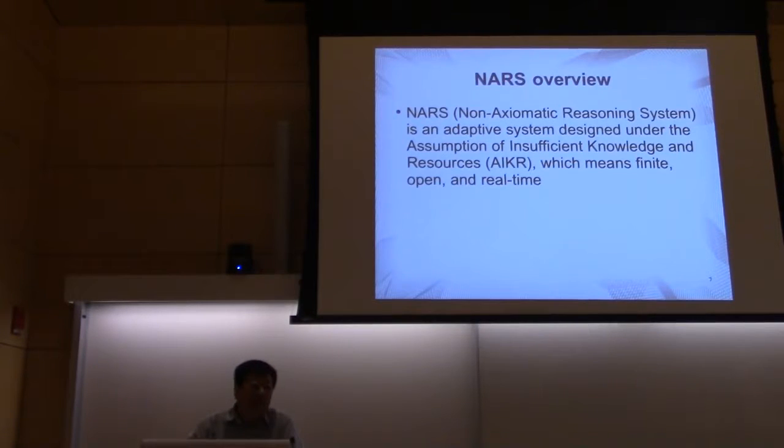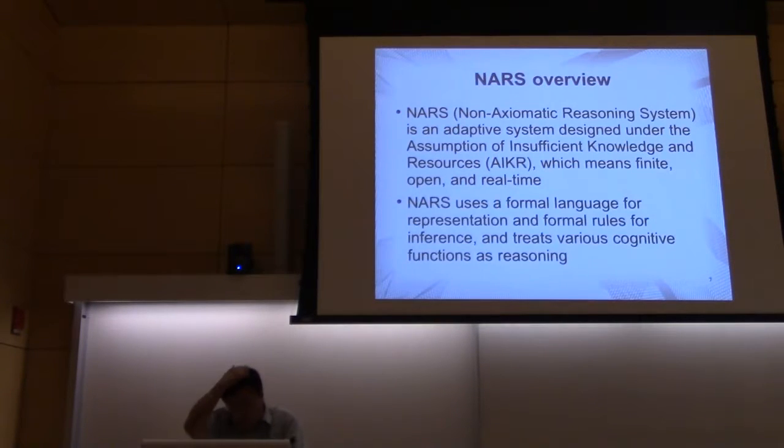It's a consequence that there is no absolute truth anymore. Everything is true to a degree. But on the other hand, it's still a fully formalized and computerized reasoning system. It uses formal language and formal rules.